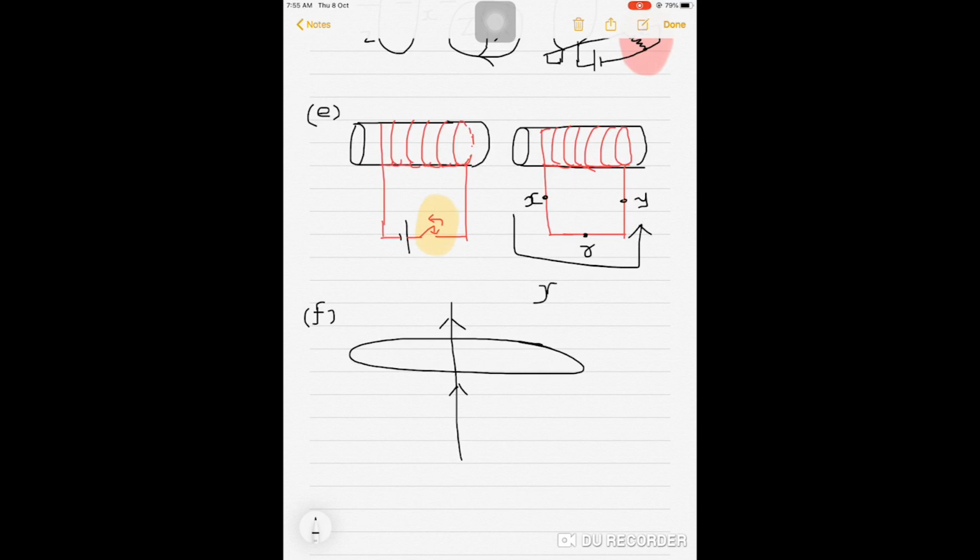So that will be XRY, and current will flow in the direction of the XRY path. That will produce the supplement part of it. Now we will see figure F.